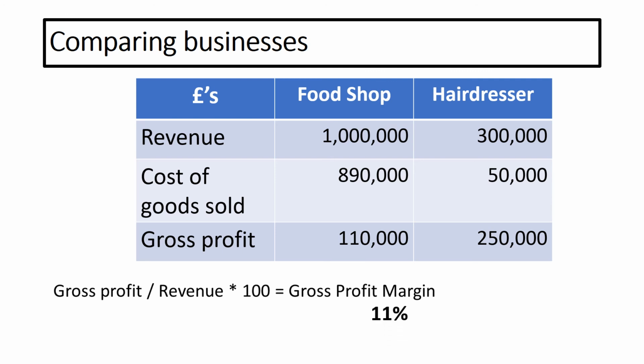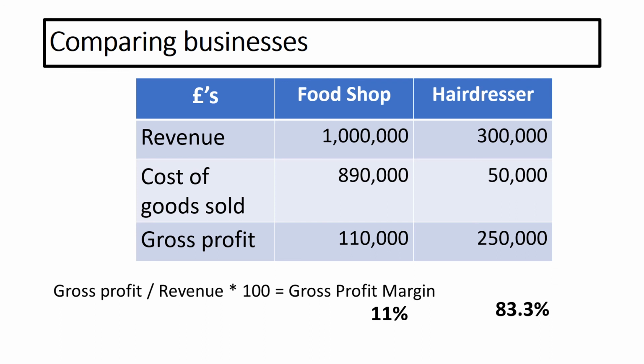So 110,000 divided by a million equals 11%. So in the food shop, 89% was spent on buying the food into the food shop. Only 11% was kept as gross profit margin. If we look at the hairdresser, they earn considerably less. If we work this one out, we have 250,000 divided by 300,000. They've got a gross profit margin of 83.3. That is so much better.